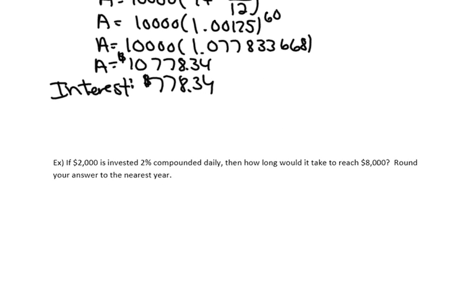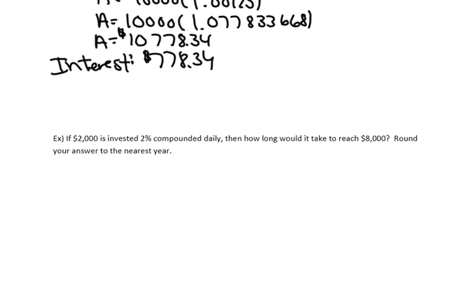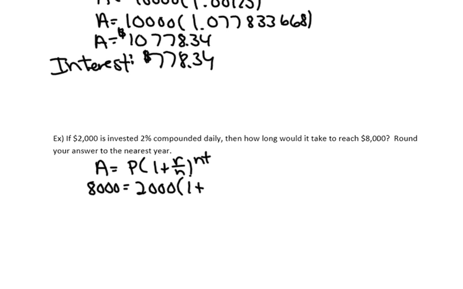All right, so let's take a look at one other example then. I want to figure out how long it's going to take me to get from $2,000 to $8,000 if it's compounded daily at 2%. So again, I'm going to write out the formula and plug in what I know. So I know 8,000 is the end. The beginning is 2,000. Again, change the percent to a decimal. And because it's compounded daily, usually 365 days in a year.